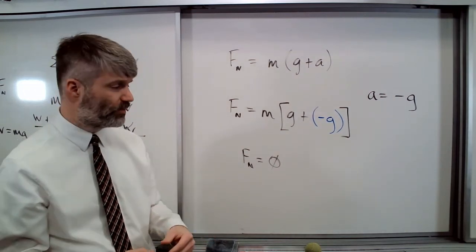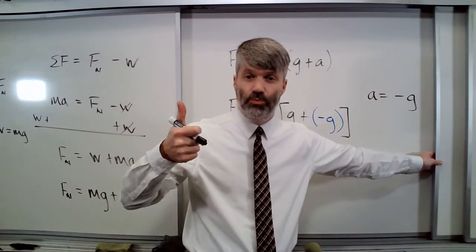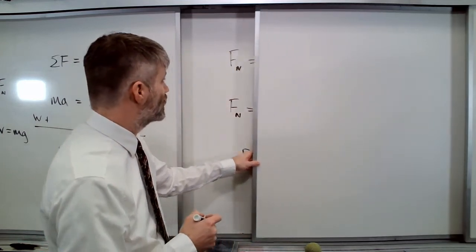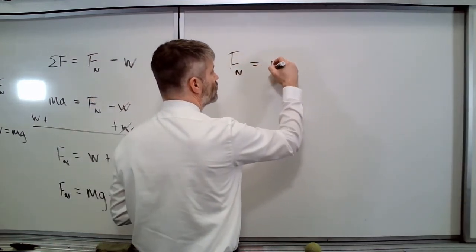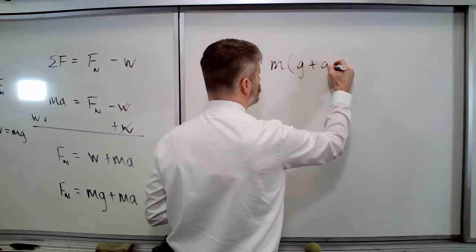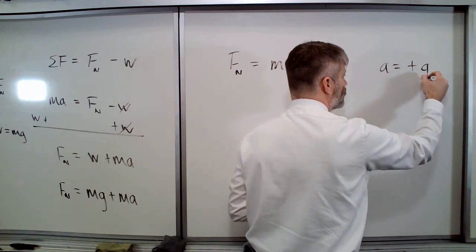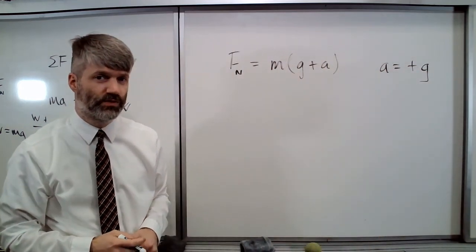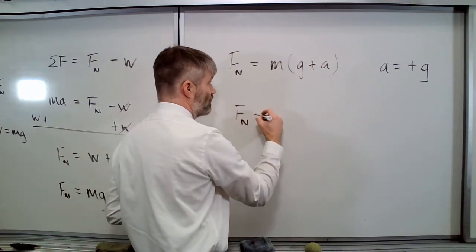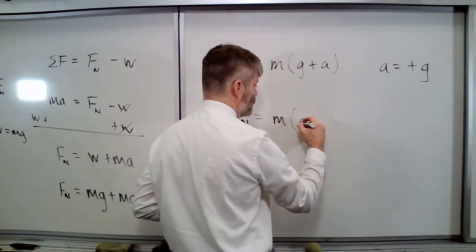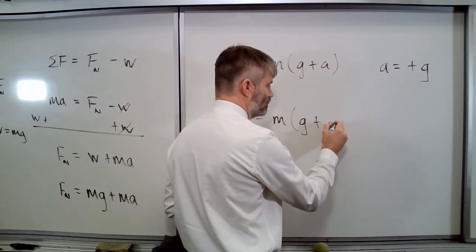Now, the other option that we looked at was when the acceleration is in the upward direction at 9.80 meters per second squared. Let's see, in this case, a is equal to a positive value of g. In this case, we'll replace that there. So Fn is equal to mg plus our positive value of g.